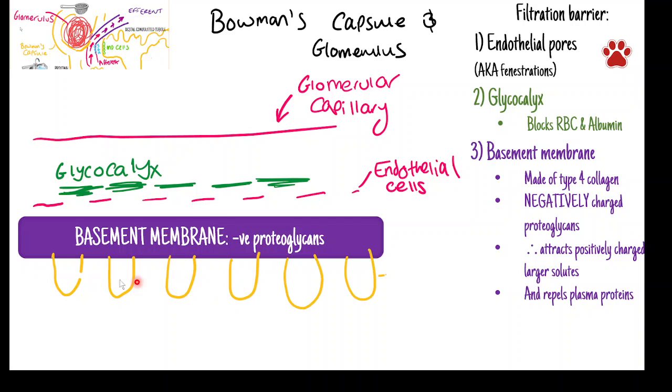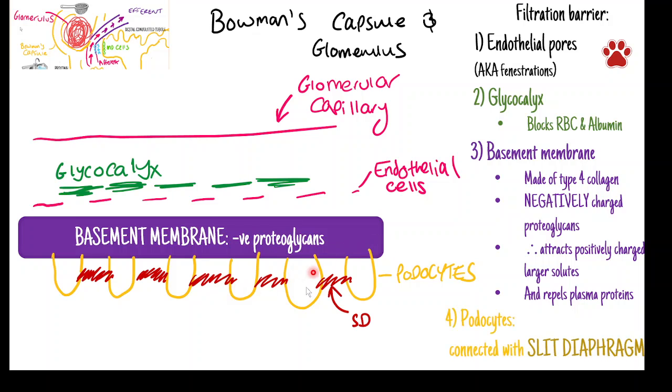At the end of our basement membrane, we have podocytes, and these are like the feet of podocytes. These are connected by something called the slit diaphragm, which essentially acts as your fourth layer of filtration.